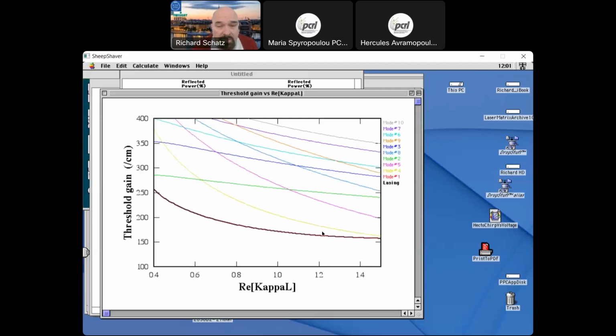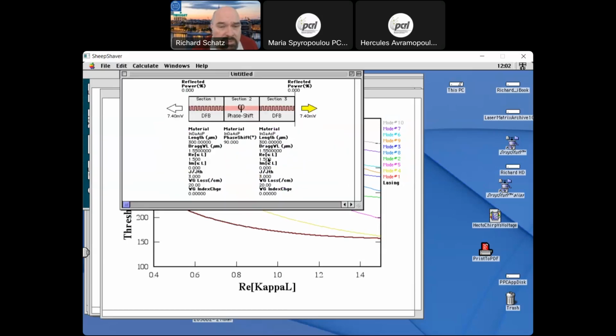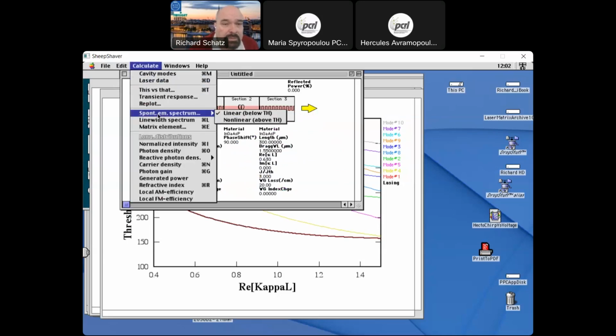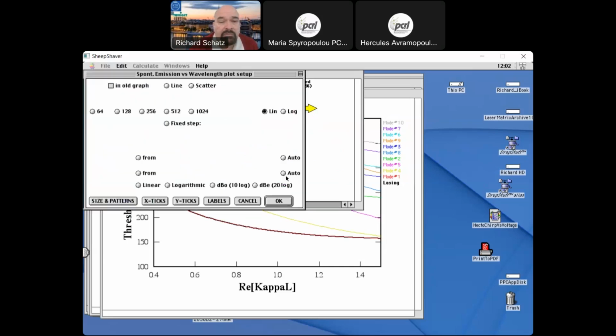And then you see here that we have a very low gain margin. It was almost multi-mode here. But around here, we have a large gain margin in between the main mode and the side modes. So here somewhere you have a nice behavior. It's 0.63 in each of these two sections, a total kappa L of around 1.25. So we can put 0.63 here and 0.63 here. And then we can calculate the spectrum again, and we will get a nice spectrum even at 3 times threshold.